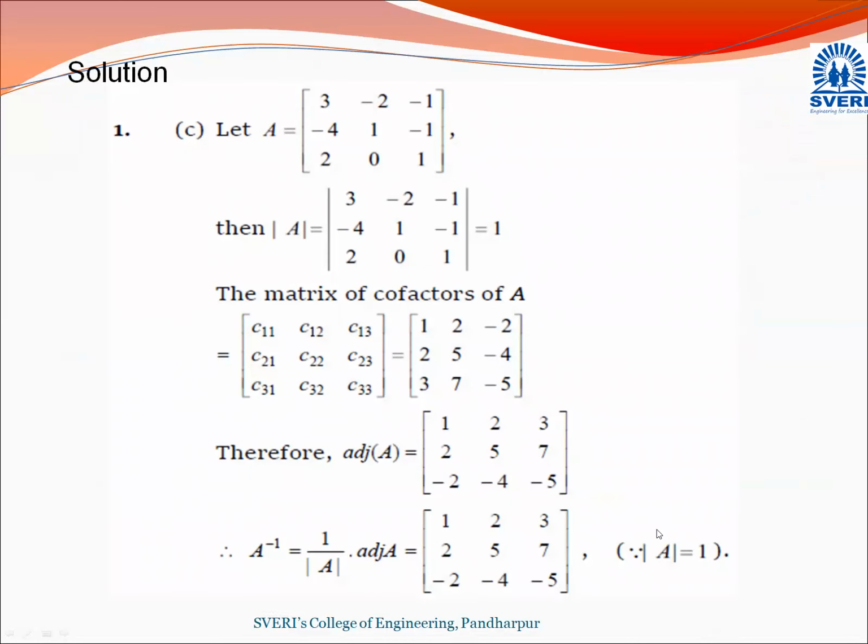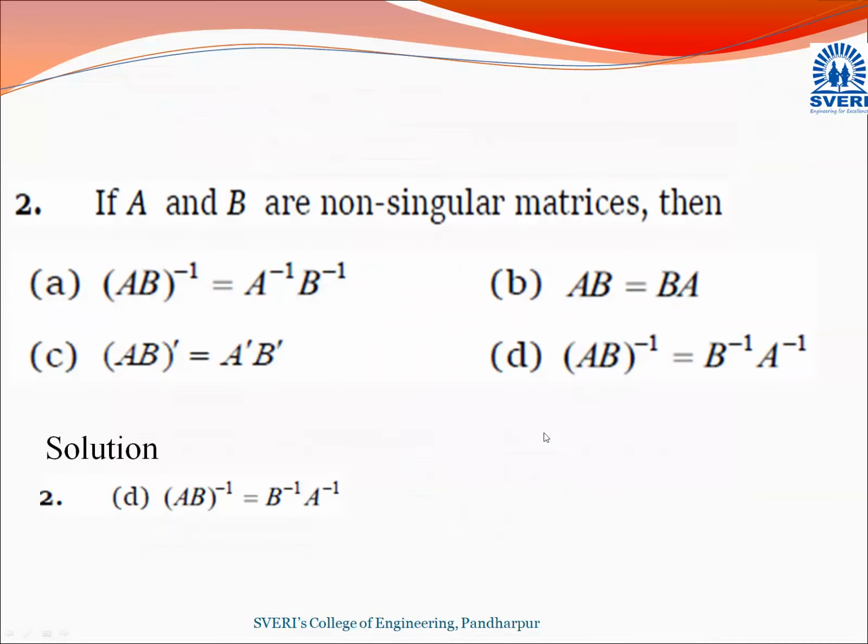Look at this. Whether we use the regular method or the shortcut method, the answer will be the same. Now after that, there is one property. If A and B are non-singular matrices, then which one is the correct option? Earlier we have seen A into B, its inverse will be B inverse into A inverse. Therefore option D is the correct option.